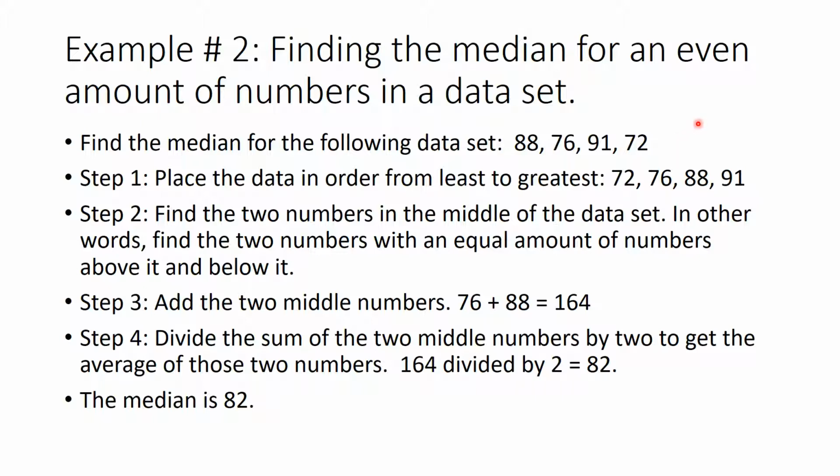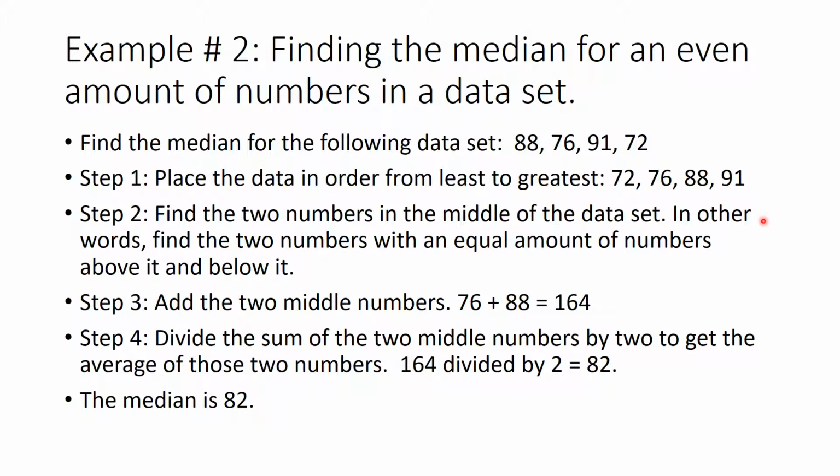Now the first step is we need to place the data in order from least to greatest. As you see, I've done that right here. Step 2, we need to find the 2 numbers in the middle of the data set. In other words, what 2 numbers have an equal amount of numbers above and below them. For example, as you look here, 76 and 88 would be the two numbers in the middle, because there's one above those two numbers and one below those two numbers.